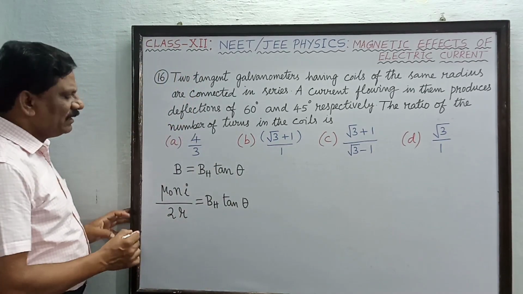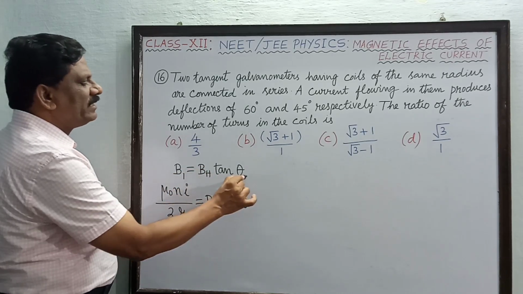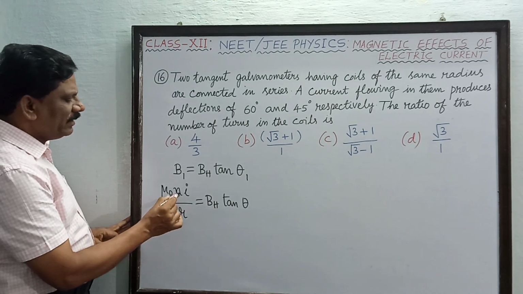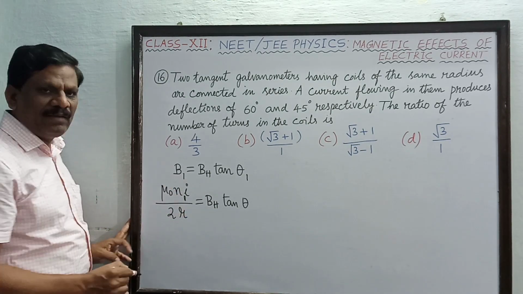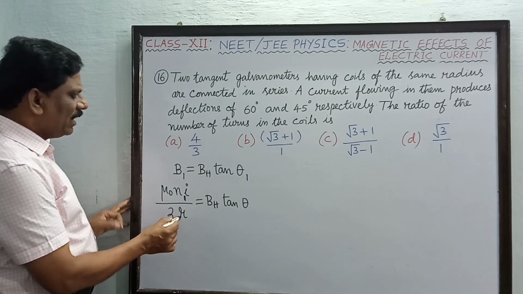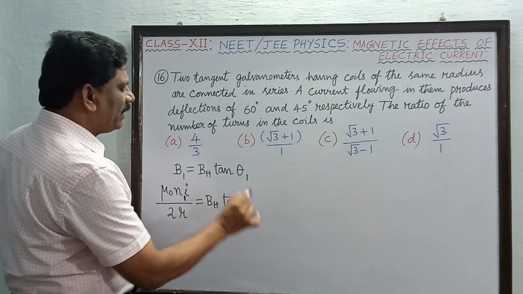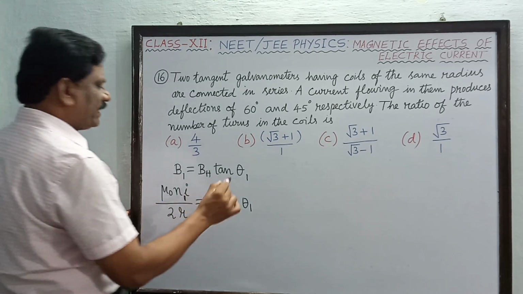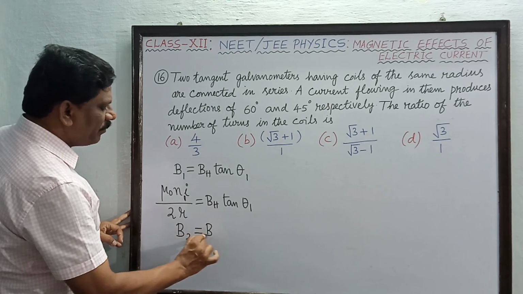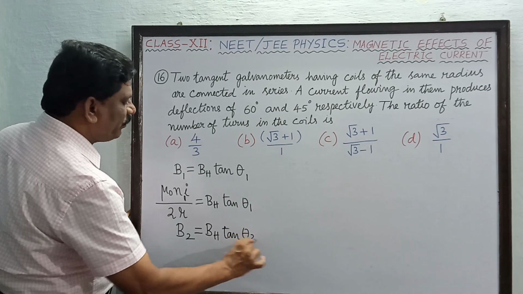So I will take for the first coil, B1 is equal to BH into tan of theta 1. So mu naught into N1, where N1 is the number of turns in the first coil and I is the same current and R also is same. So that is equal to BH into tan of theta 1. Now for the second coil, B2 is equal to BH into tan of theta 2.